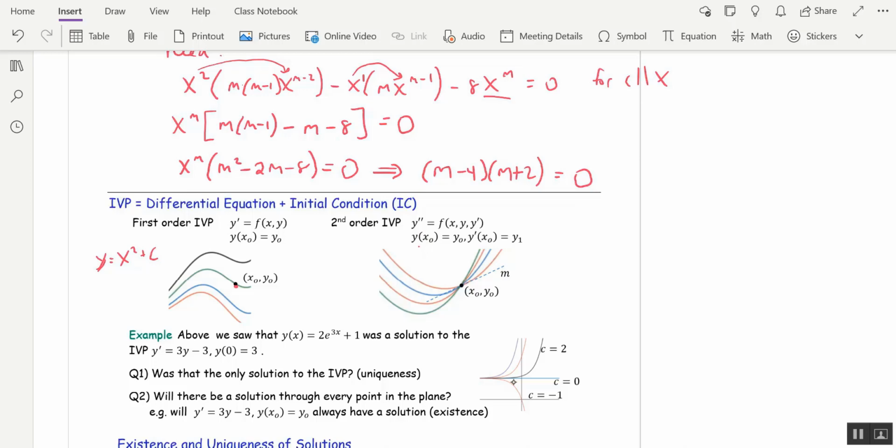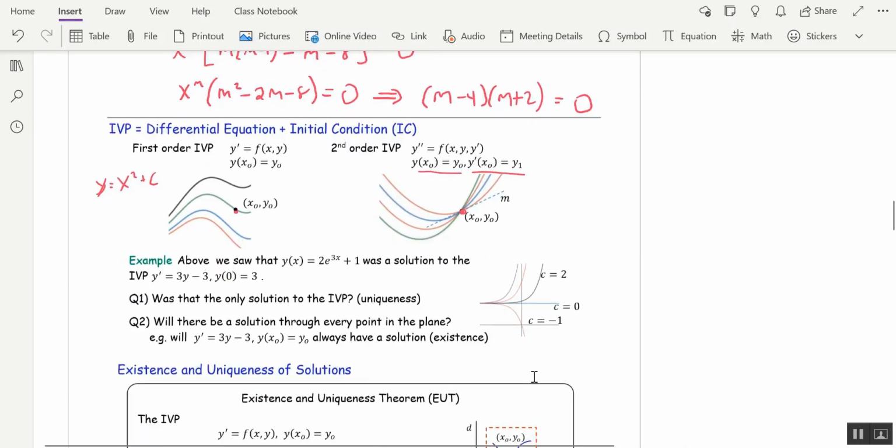First of all, you need to know what point the curve passes through. y of x naught is y naught. Second, you need to know the slope of that curve as it passes through that point. So in one of the examples above, we saw that y equals 2e to the 3x plus 1 was a solution to this IVP. That raises two questions.